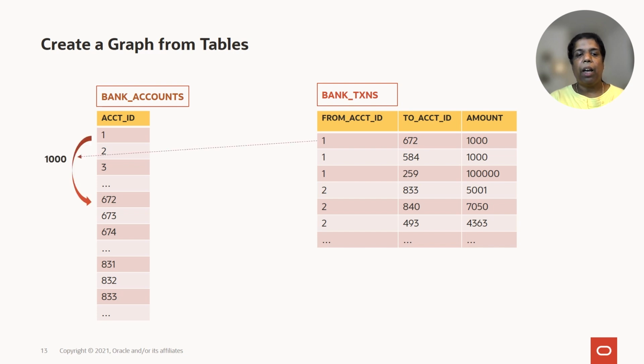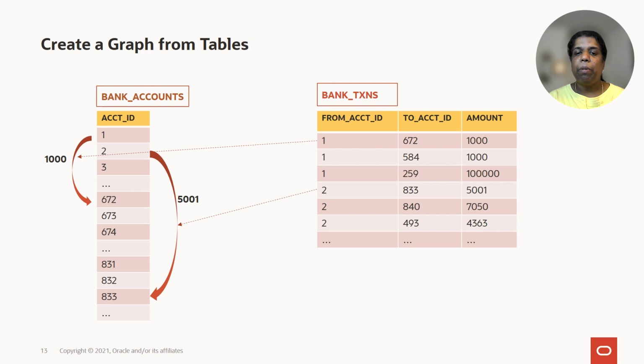And every time you have an account transfer between two accounts, that becomes an edge in your graph. So going here from account ID 1 to account ID 672, that's an edge, and you have a property of 1000, which represents the amount that's being transferred. So in a property graph, vertices can have properties and edges can have properties. So here, 1000 can become a property of that edge. Here's another edge based on another transaction.